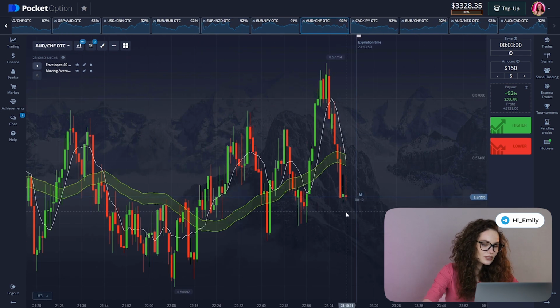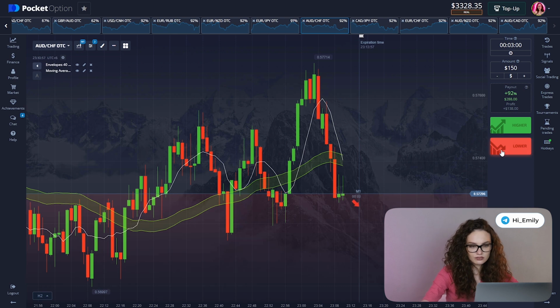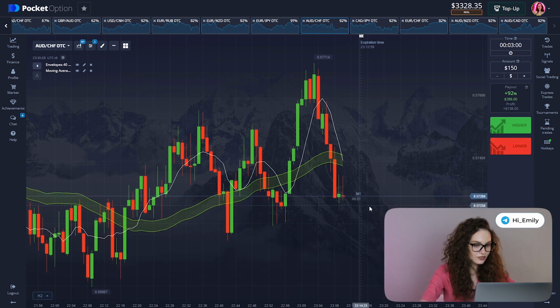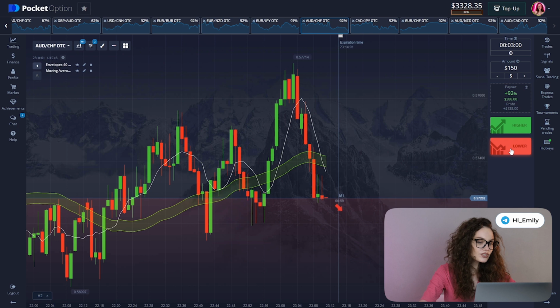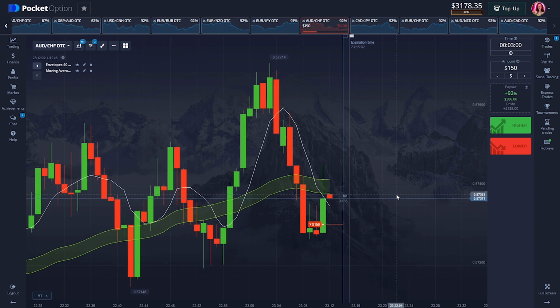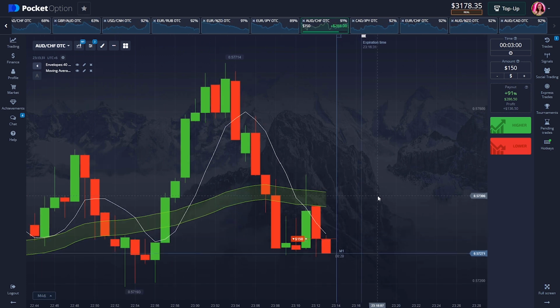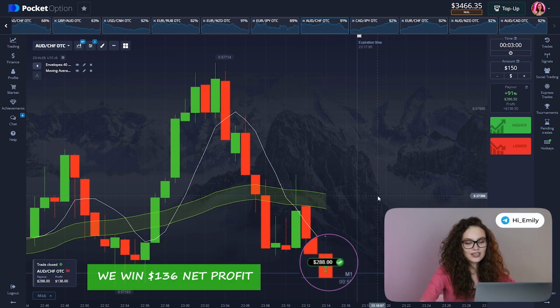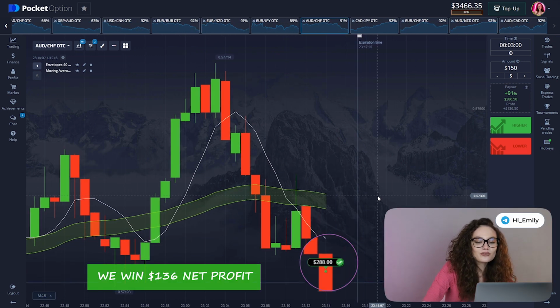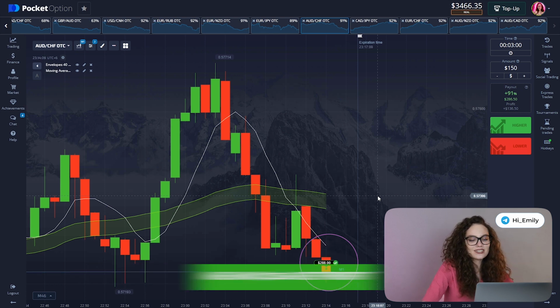And another situation is here. Moving average crossed the top line of envelopes, we will enter a trade down. Let's wait for the candle to close. I'm trying to get a better entry point and we enter. And as a result, the deal closed quite confidently, easy, plus $136 net.